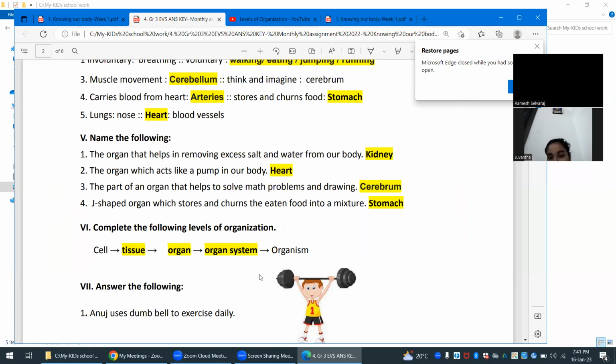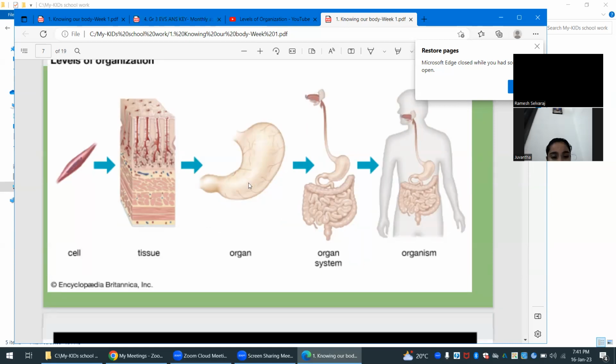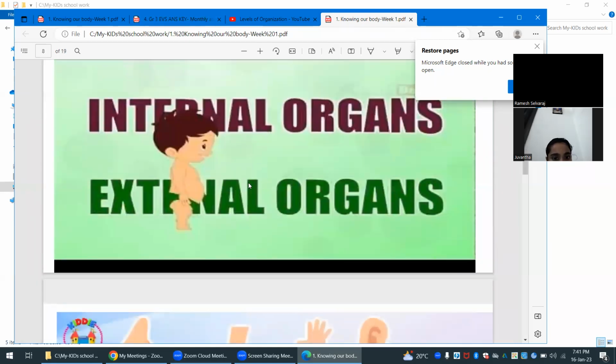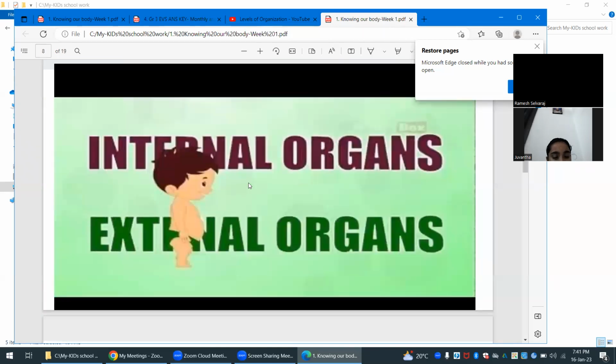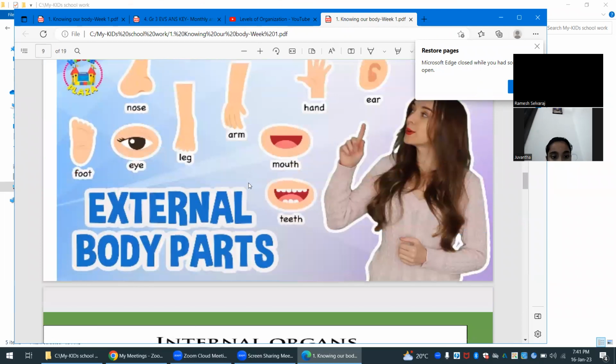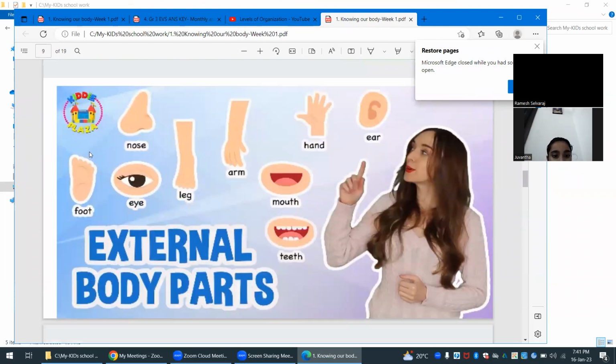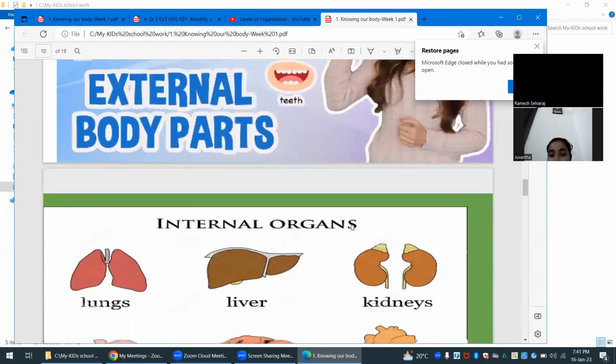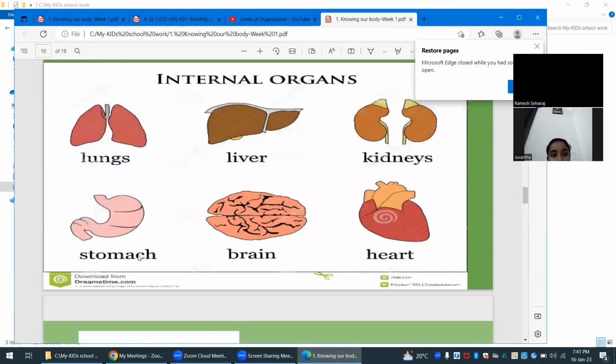Then let's see next. You know the difference between internal organs and external organs, right? External organs means we can see them very easily. External body parts like foot, nose, eye, leg, arm, hand, ear, mouth, teeth. All these things we can easily see, right? Then internal organs like lungs, liver, kidney, stomach, brain, heart.